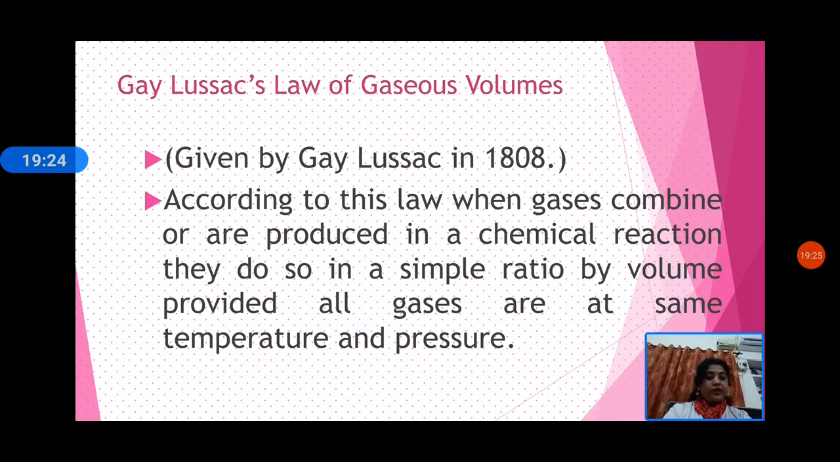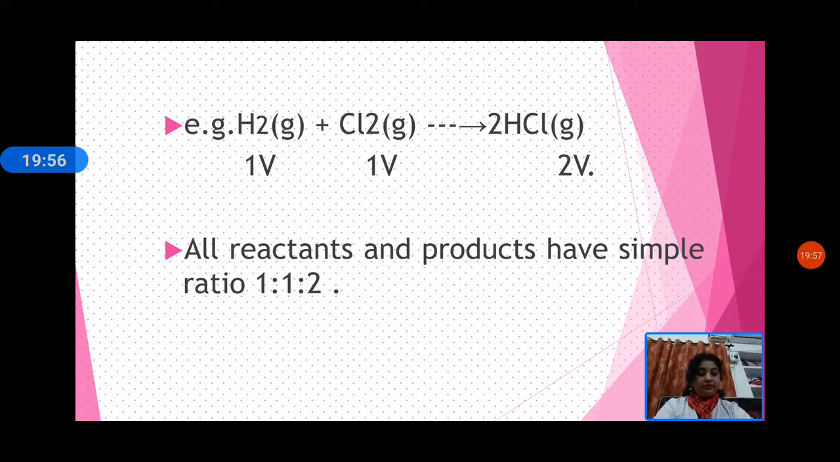Final law, Gay-Lussac's law of gaseous volumes. This was given by Gay-Lussac in 1808. According to this law, when gases react, they do so in simple multiple ratio of volumes, and if the products formed are also gases, all the volumes bear a simple ratio provided all the volumes are measured at same temperature and pressure. Means temperature and pressure should remain same, and when gases combine and form a gas, the ratio is always a simple ratio.